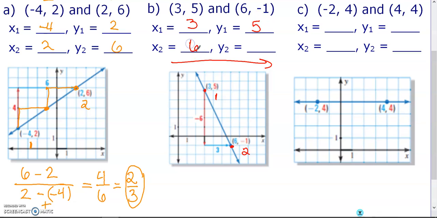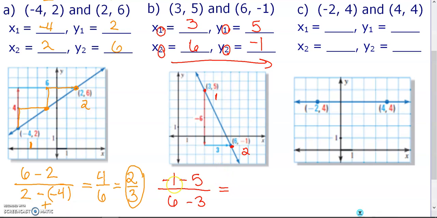x sub 2 is 6. y sub 2 is -1. This is not an exponent, these little numbers here. They're telling you that's the x from the first ordered pair that you come to and the y from the first ordered pair. So now when we calculate slope, remember it's the change in y, so y2 minus y1 over the change of x, 6 minus 3.